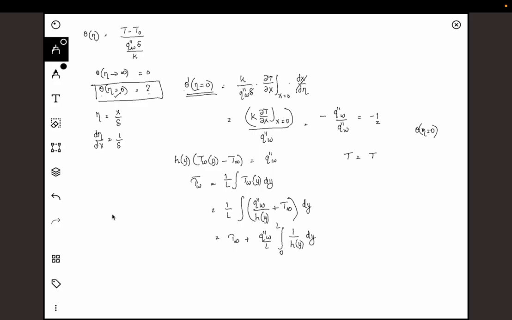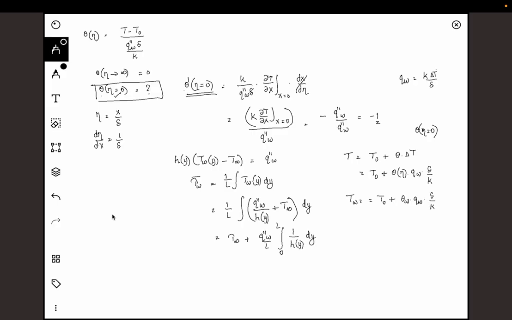T equal to T naught plus theta times delta T. Delta T is theta of eta times delta, where QW equals K times delta T by delta. So from this, delta T is QW delta by K. All I need is the wall temperature. So T wall is basically substituting eta equal to 0. That will be T naught plus theta W into QW into delta by K.